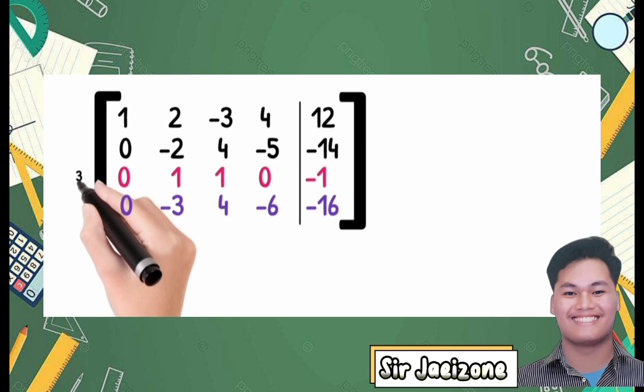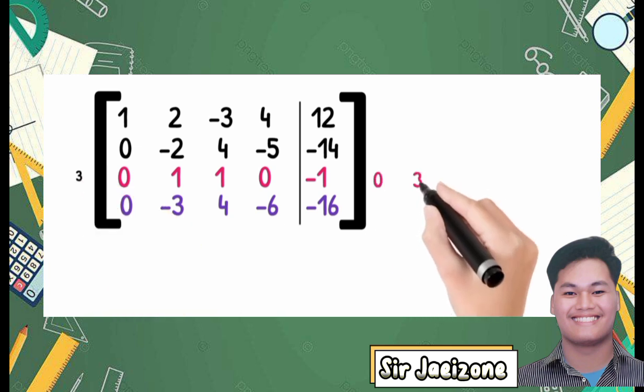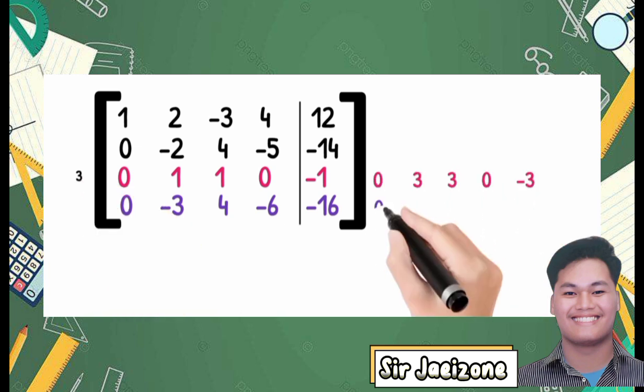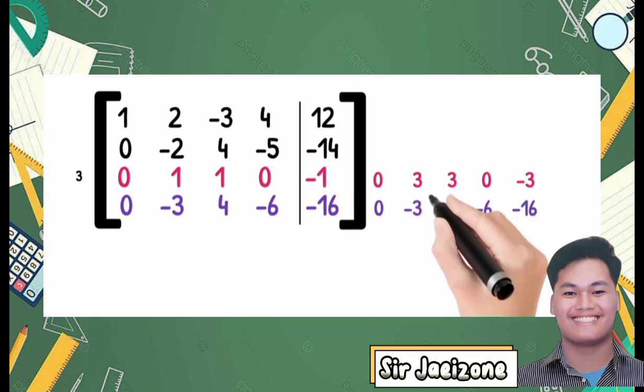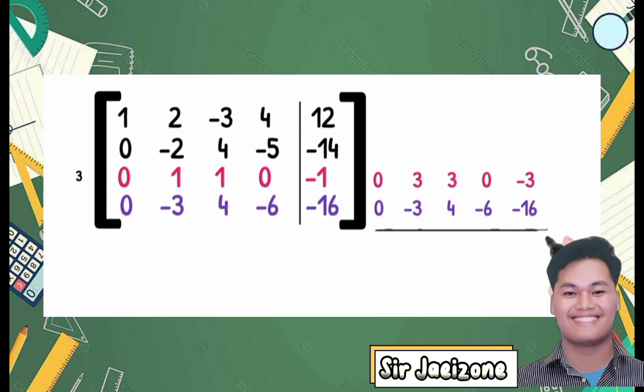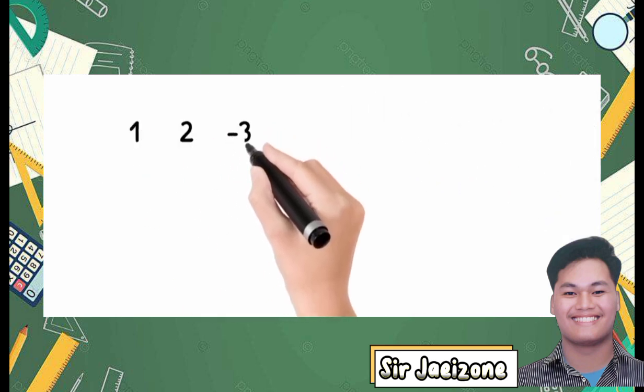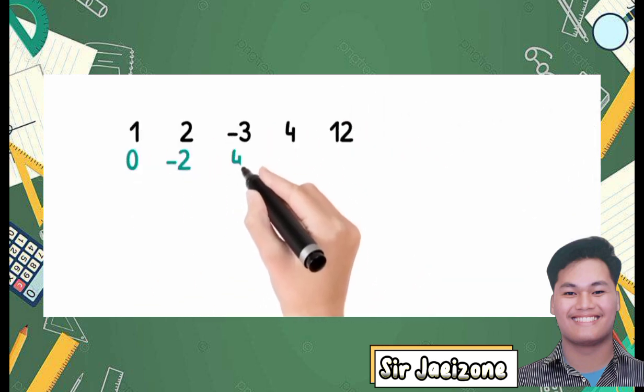Next thing is to make the negative 3 from the row 4 0. To do so, multiply the third row with 3 and add the product of row 3 to row 4, and the sum of the two rows will be the new row 4. We again have a new matrix with a new row 4.